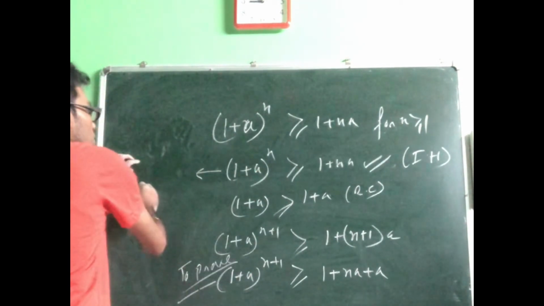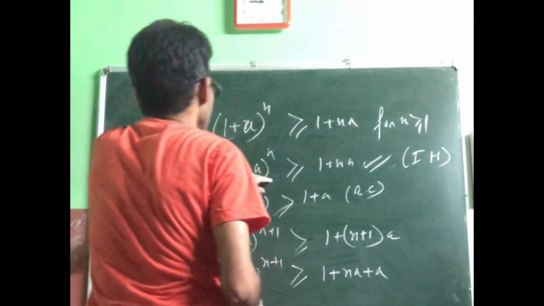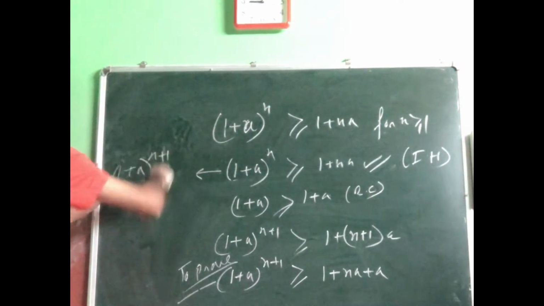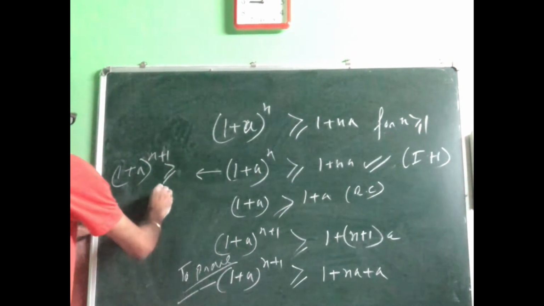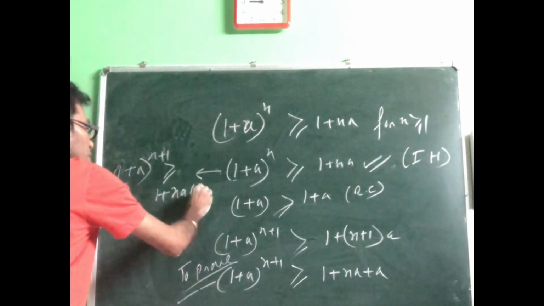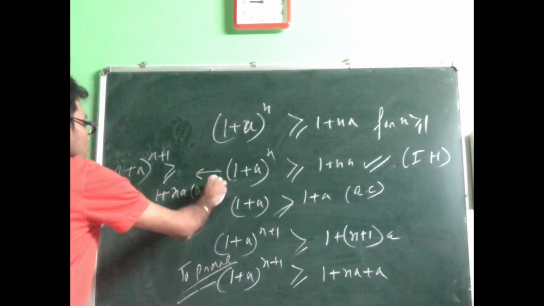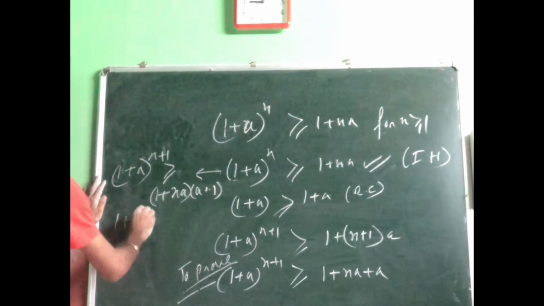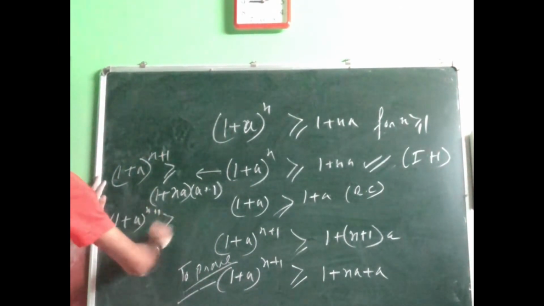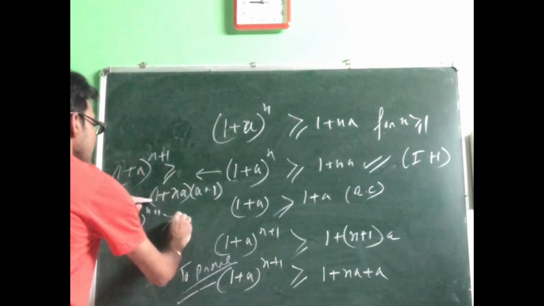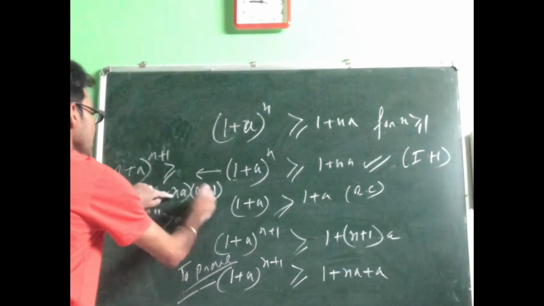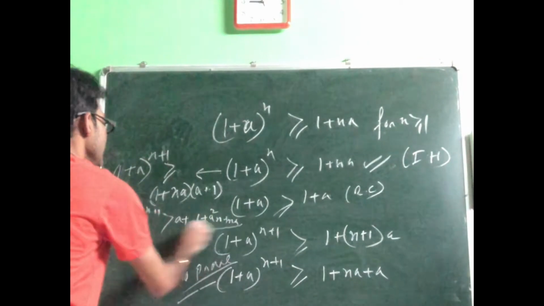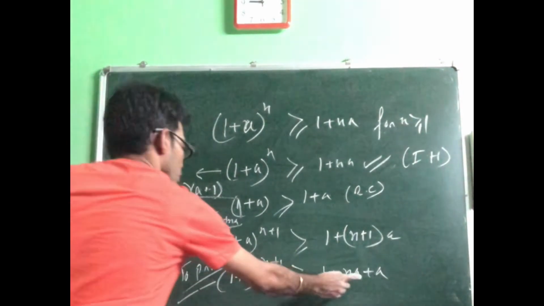Very naturally, I need to multiply by 1 plus a on both sides. If I multiply by 1 plus a on both sides, this becomes 1 plus a to the power n plus 1, and that should be greater than or equal to 1 plus na multiplied with a plus 1. Or in other words, what we get is 1 plus a to the power n plus 1 is greater than or equal to 1 multiplied with a is a, plus a, plus n into a square is a square into n, plus na. This is what I have, and this is what I need to prove.